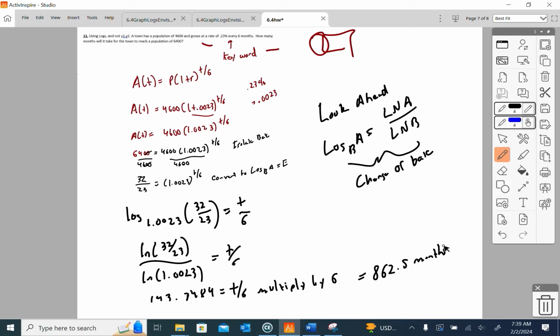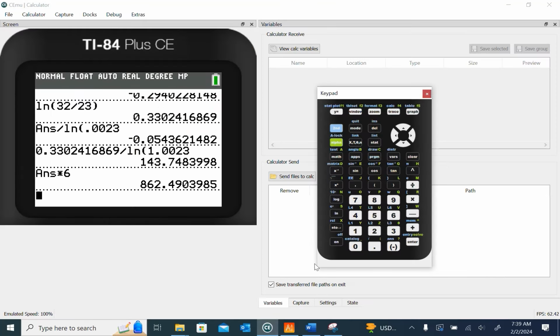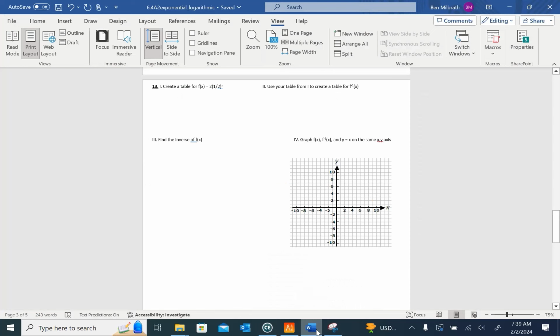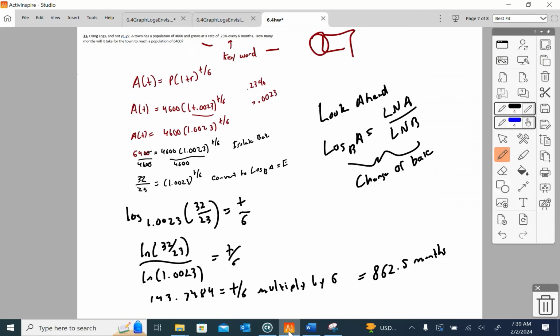Now, you shouldn't talk like that. Nobody has any idea what that is without doing math, and you shouldn't ask people to do math because they don't like doing math. Divided by 12, we get about 72 years. All right, about 72 years. So that's what I'm going to go with. It's about 72 years.